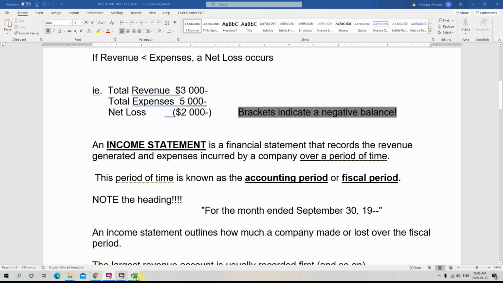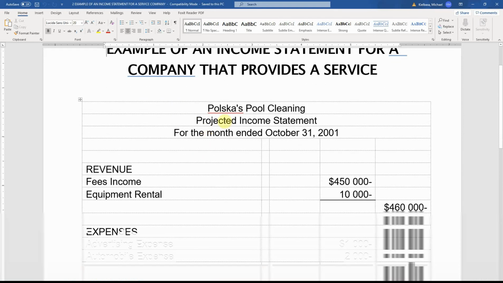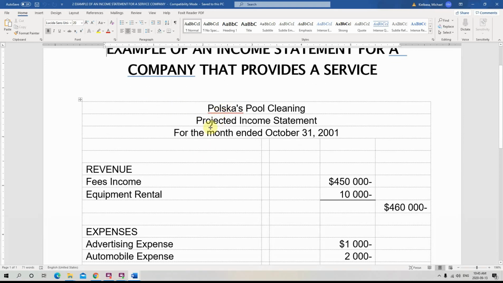Okay, let me show you an income statement. Okay, so here's an example of an income statement. And you'll notice that the third line says for the month ended, or for the 2 weeks ended, or for the year ended. That's the accounting period covered by the income statement. So you have to indicate that time period. All right. Now you don't have to write projected.